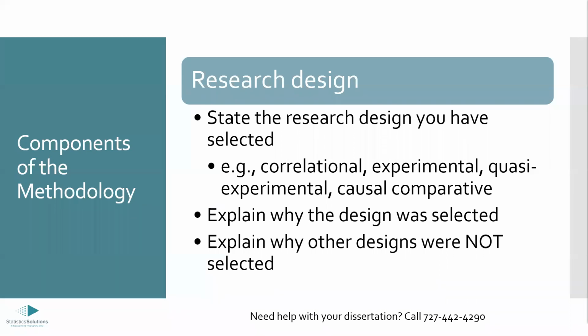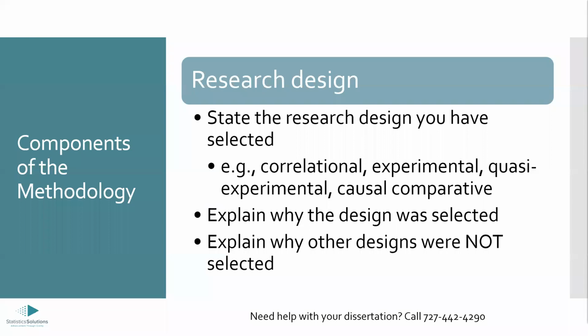So for instance, if you're doing correlational, maybe it wasn't feasible for you to conduct an experiment because you can't manipulate the variables that you are studying. Or maybe you didn't do causal comparative because your goal is to see if there are relationships between variables and you don't have any groups to compare. So those would be reasons why you wouldn't select those other designs.